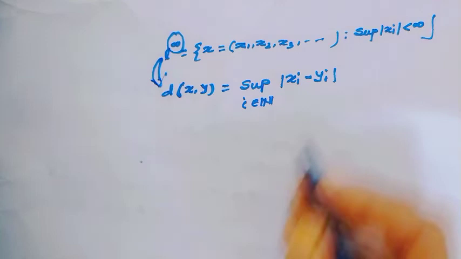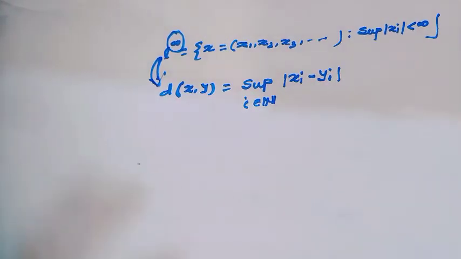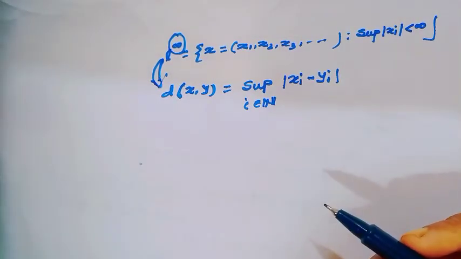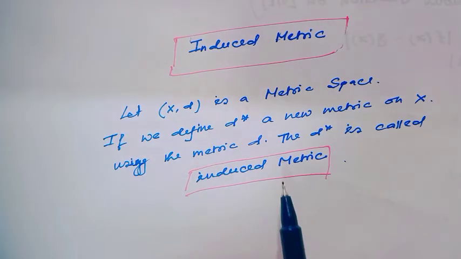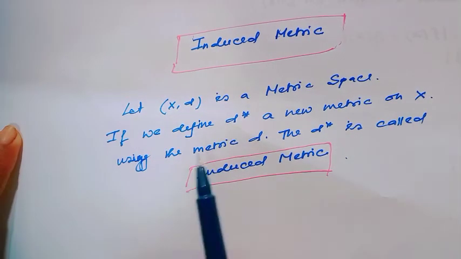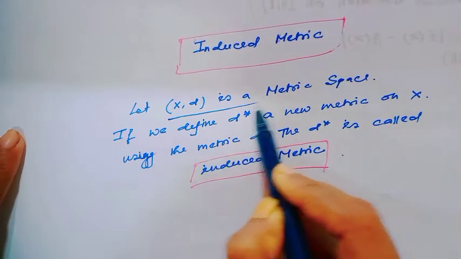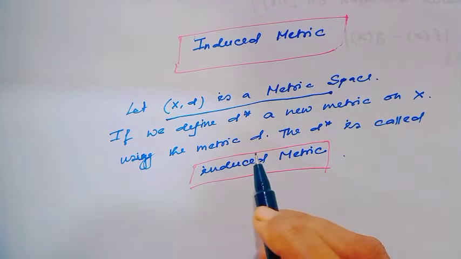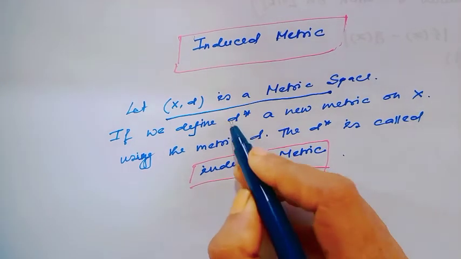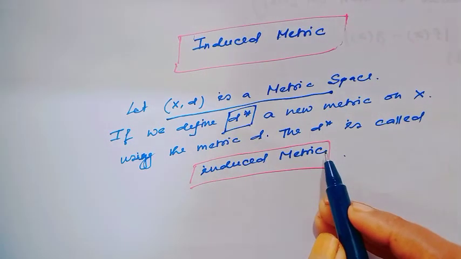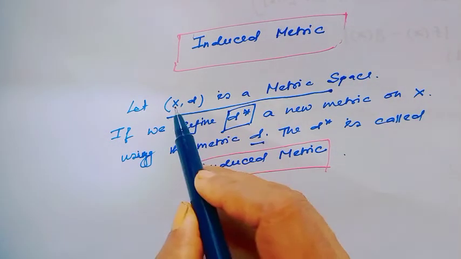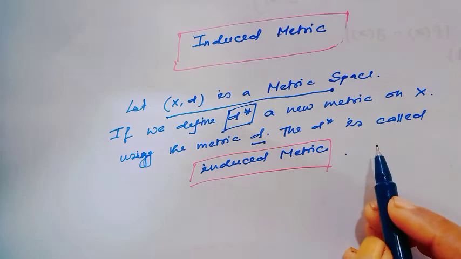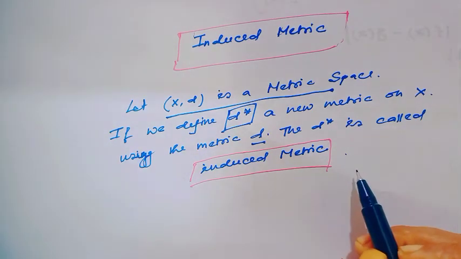And this proof is a very easy type of proof. This type of proof I have done many times. Okay, I will define one new metric space, the induced metric space. The actual idea of an induced metric space is: let X be a given metric space. Now I will define one new metric space, denoted as D star, on the set X using the main metric D. Then D star is called the induced metric.